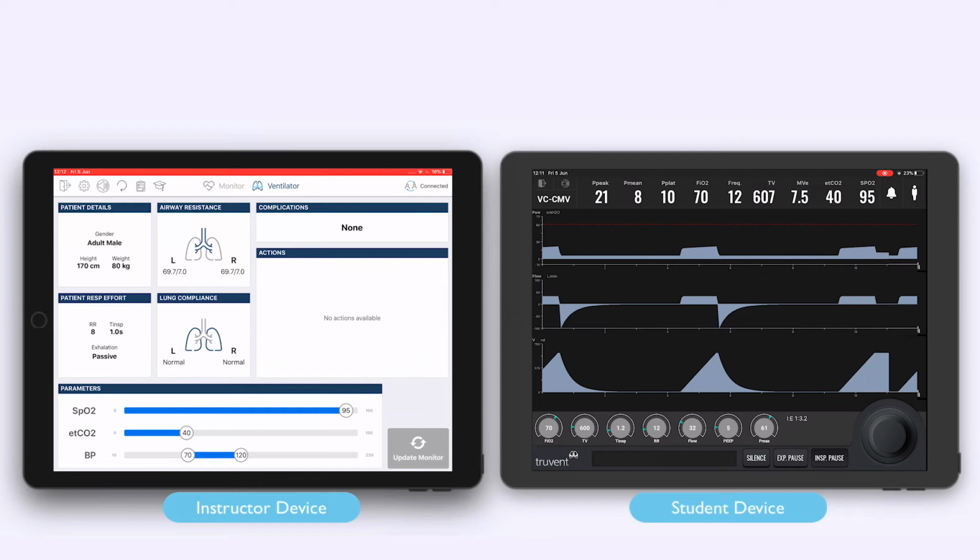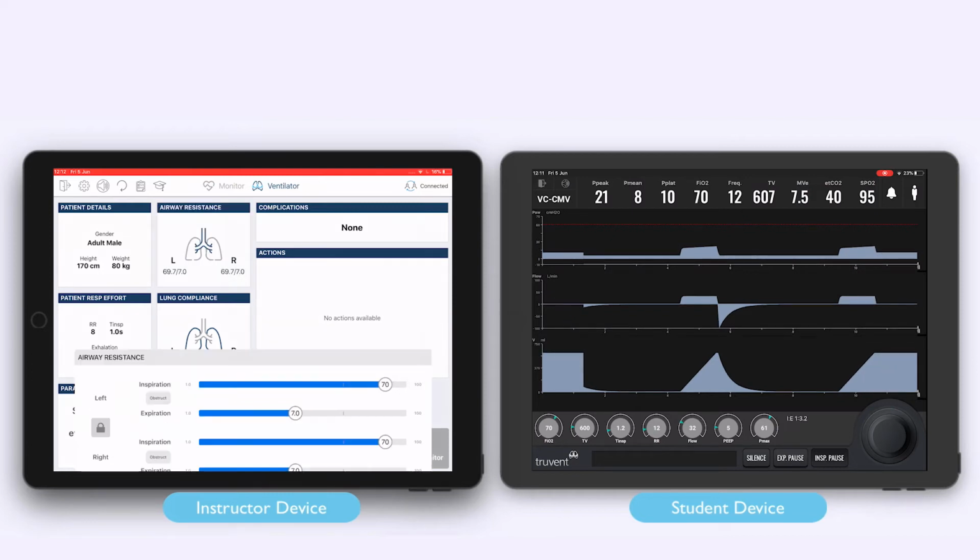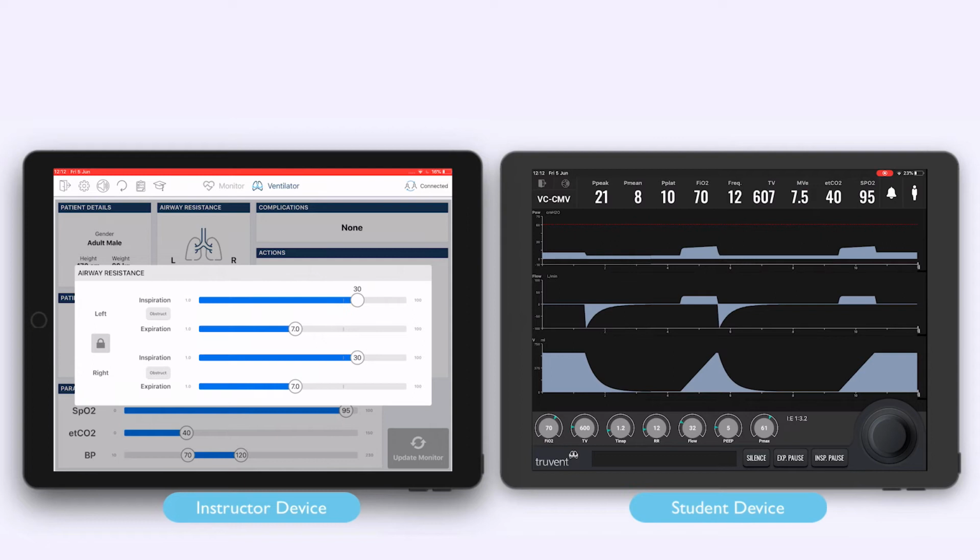We can see now that the plateau pressure during the inspiratory pause was 10, and this allows the student to make decisions as to whether any high airway pressures were due to a resistance problem or a compliance problem.